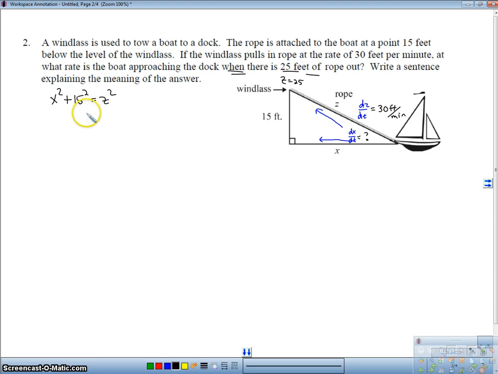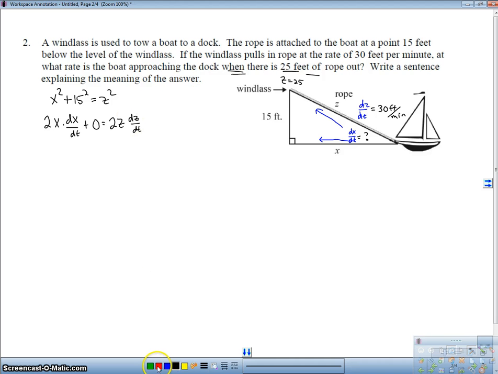Here's my relationship. I'm going to go and do my derivative now. So 2x dx dt, got to attach that because I'm doing implicit, plus the derivative of 15 squared is just 0, that's just a constant. 2z dz dt. All right. So now what do I not have? Well, I don't have x. I need to know what x is.